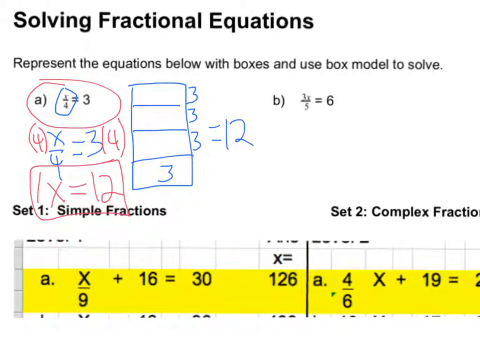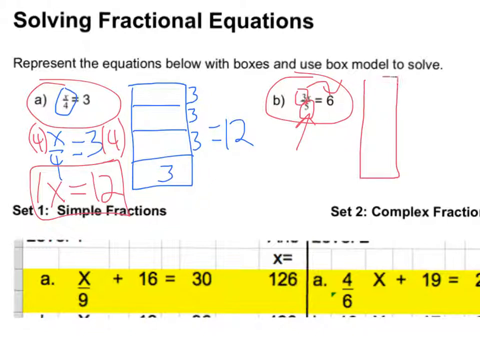Okay, let's look at a situation that's a little more complicated. So over here I have 3/5 of x. So I know my box is divided up into 5 parts in total. I've got 3 of them that weigh 6, and I have to figure out what a whole one weighs. So I've got to make a box with 5 parts. 1, 2, 3, 4, and 5.